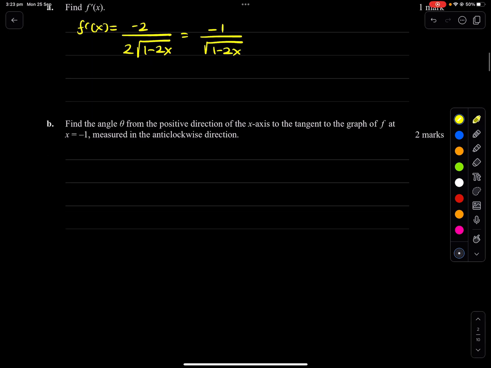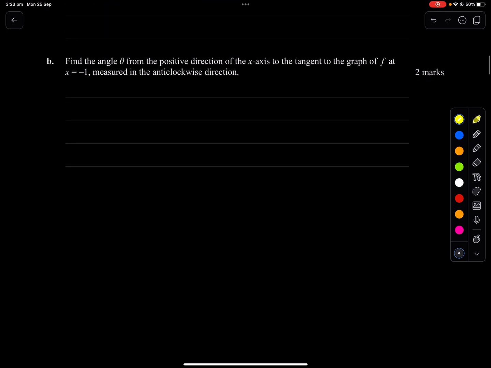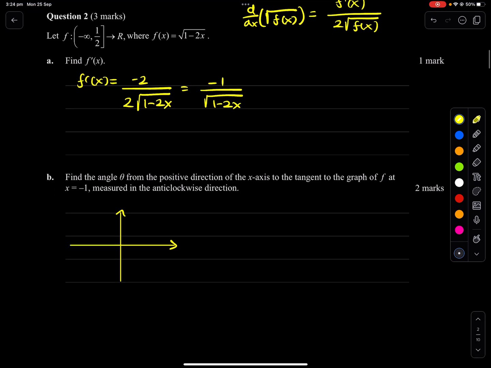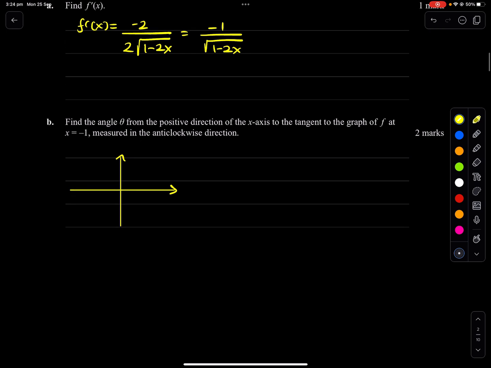Done. Find the angle theta from the positive direction of the x-axis to the tangent to the graph of f at x equals negative 1, measured in anti-clockwise direction. Okay, not too bad. I'm always going to draw a diagram, by the way. So let's draw a diagram. How does this graph look? Well, it's the square root of 1 minus 2x. So it looks like this, pretty much.